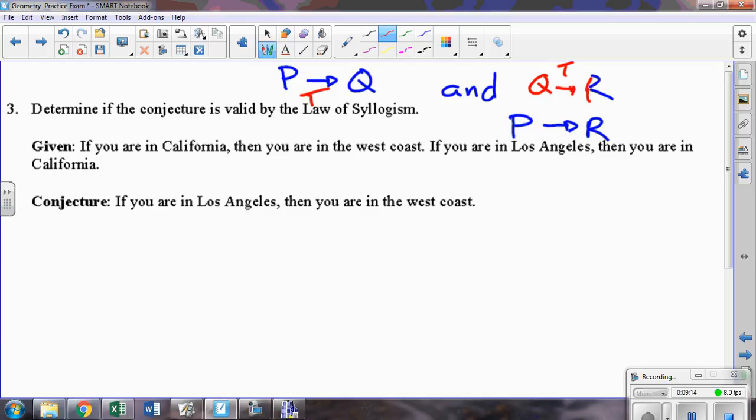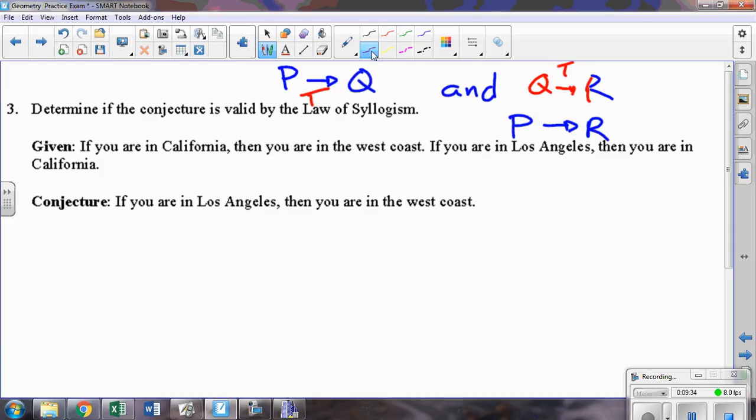True. Okay. If these two pieces are true, we know the third part will be true as well. Syllogism basically just bridges the gap. So, based on the given, is this conjecture valid? Yes.